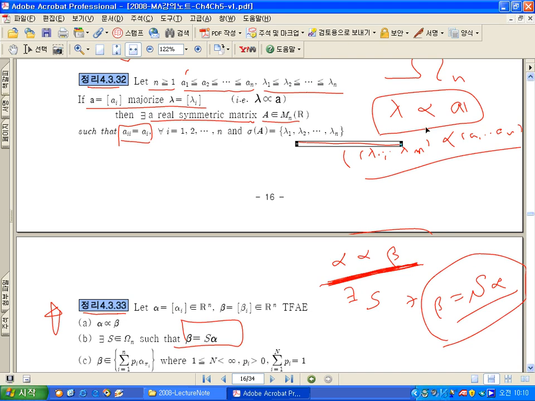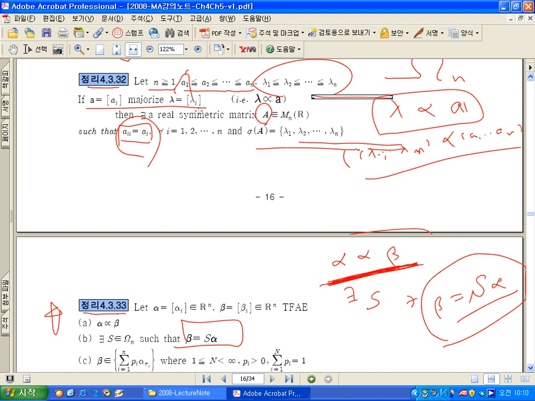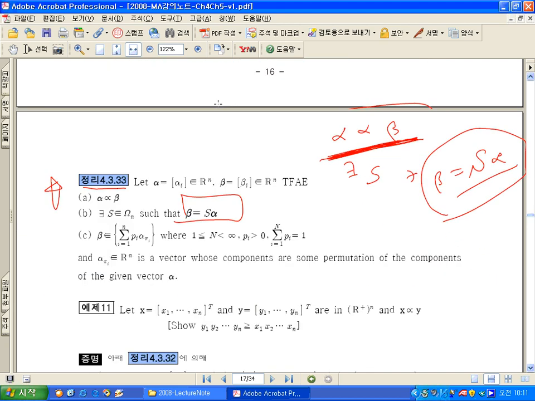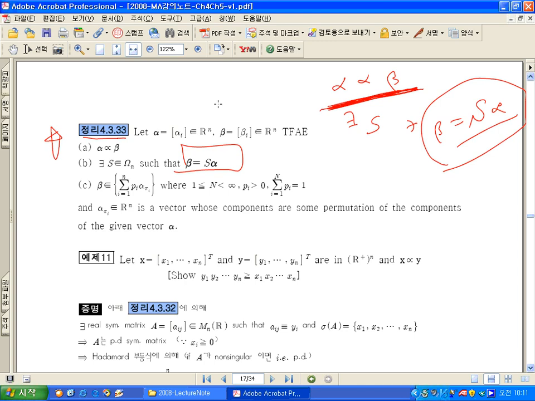So if lambda is majorized by the vector a, then we can construct a real symmetric matrix A whose eigenvalues are the lambda_i's and whose main diagonal entries are a_ii, which is a_i. That's an easy proof. From that, we can show this main theorem that will be used over and over again.